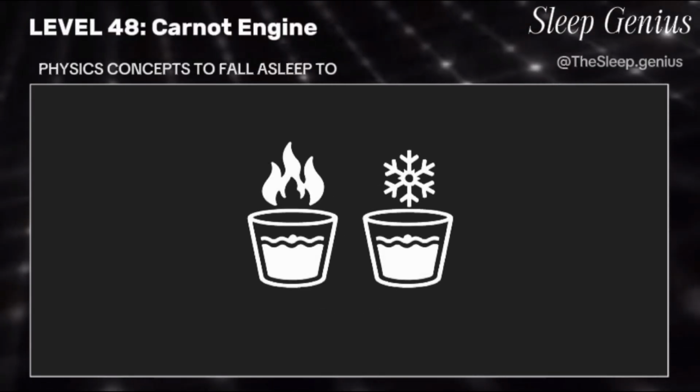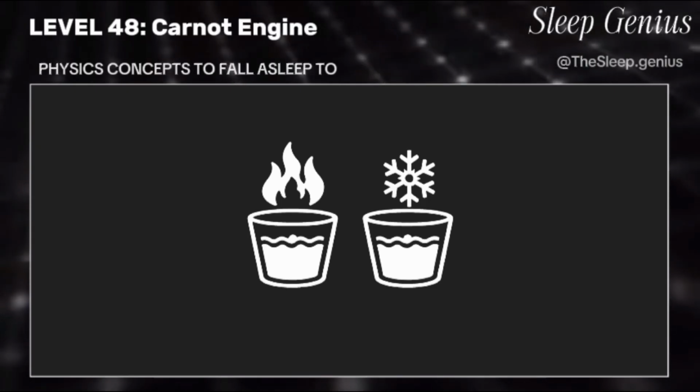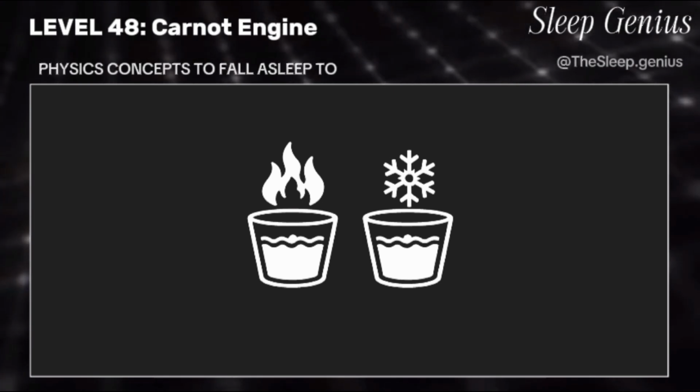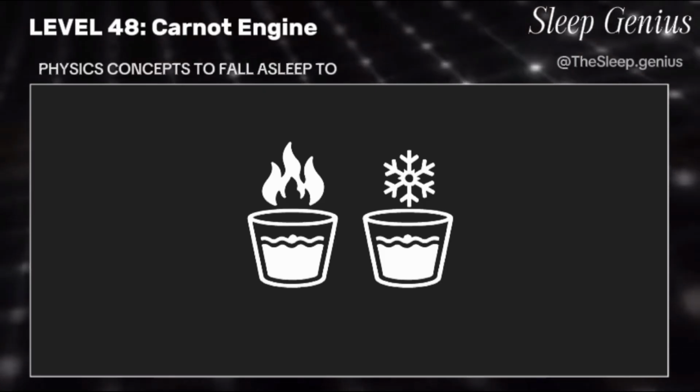The Carnot engine is an ideal heat engine used to explain how heat can be changed into work. It shows the most efficient way an engine can work between two temperatures. The main idea is that no real engine can be more efficient than this model. It is based on the law of conservation of energy and the second law of thermodynamics.